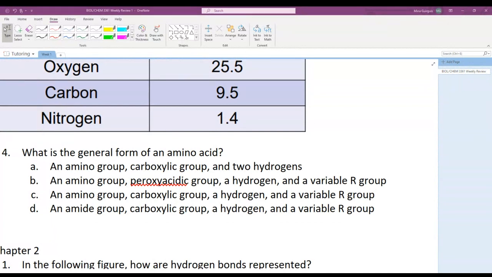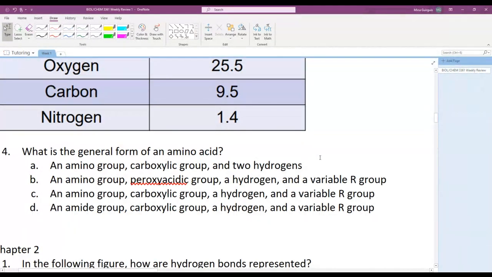Amino acid form, A, B, C, and D. If you want to go ahead and vote in the poll, I want to make sure you remember the structure. We got 2 for C, 3 for C, 4. I'm just going to assume most of you think it's C, and stop the poll. And you're absolutely right. So it is an amino group.